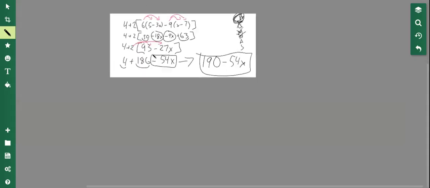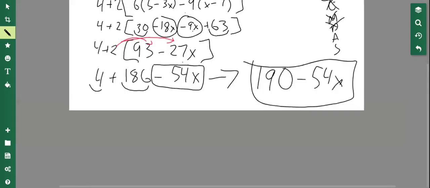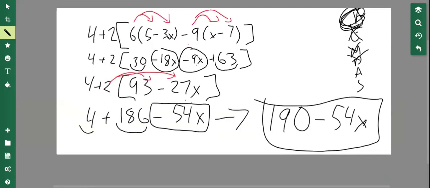And that is how we combine and simplify expressions. Okay, so that was on the classwork. And that's how we would observe and do it.